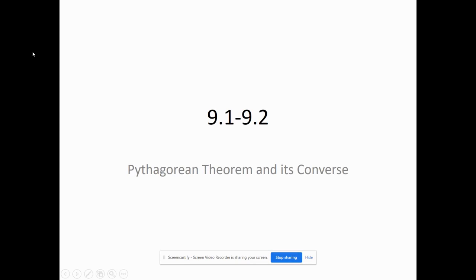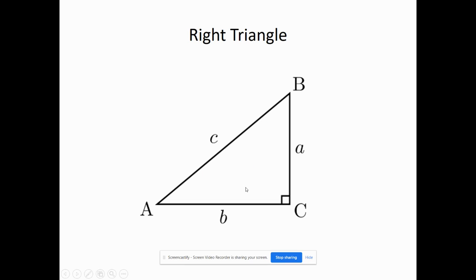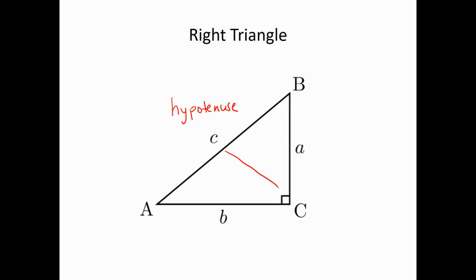So in this video, I'm going to go through the start of chapter 9, the Pythagorean Theorem. So we have our right triangle, and we're just going to name some vocabulary. This is called the hypotenuse, the side that's across from the 90-degree angle. And we're specifically going to be working with right triangles.